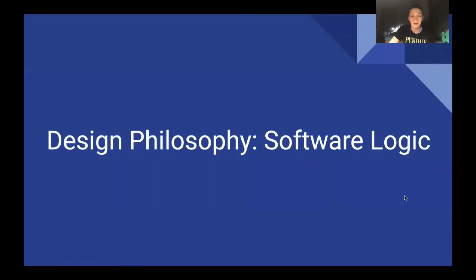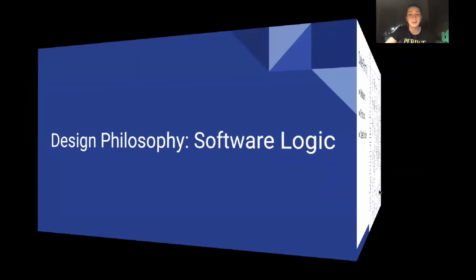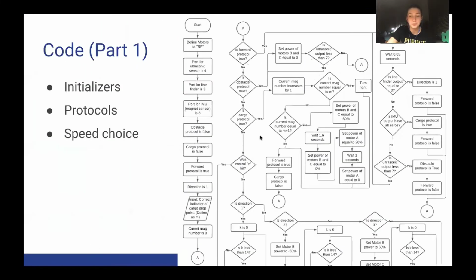Alrighty, next up we have our design philosophy for the software logic. Here's the first part of the flowchart of our code. Over here we initialize variables, and then we have different protocols depending on the initialized variables, which are to get changed depending on the sensor readings.